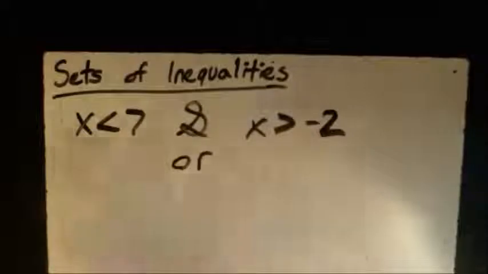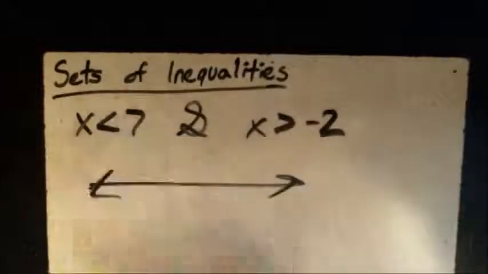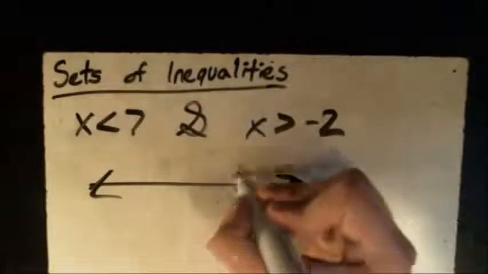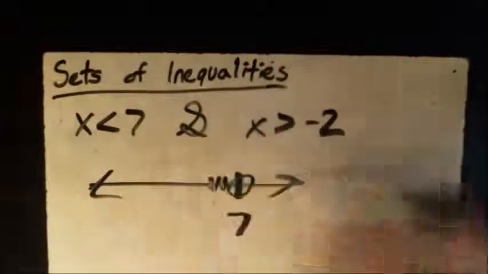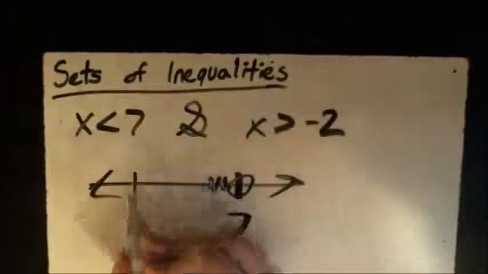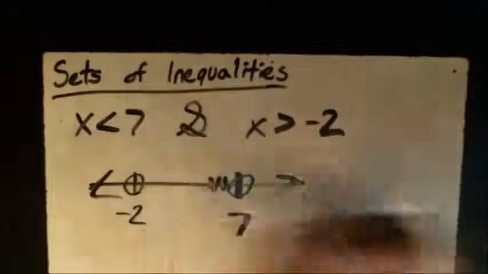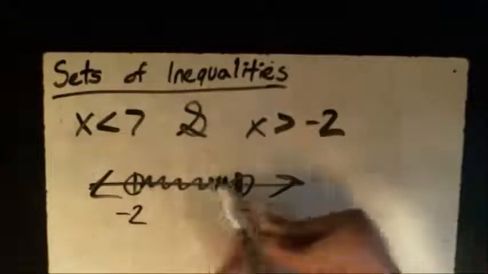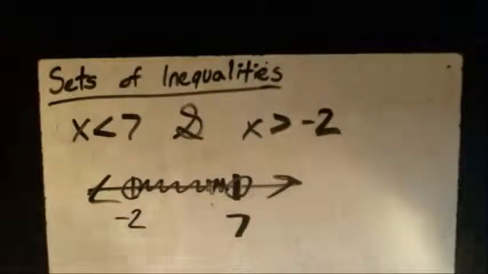So as far as it goes, let's assume right now that this would be an "and." And so the graph for this, if it's got to fit both, it has to be less than 7. So it would have an open circle at 7, and we'd shade a little bit to the left. And it has to be greater than negative 2. So once again, it'd be an open circle at negative 2, and it's greater than, so I would shade to the right.